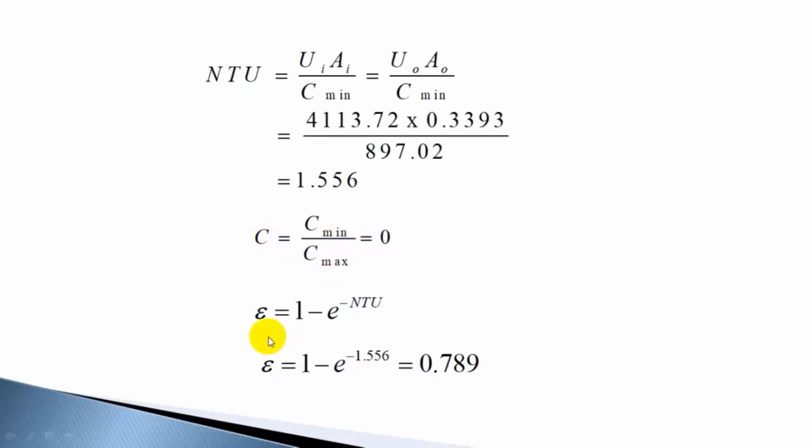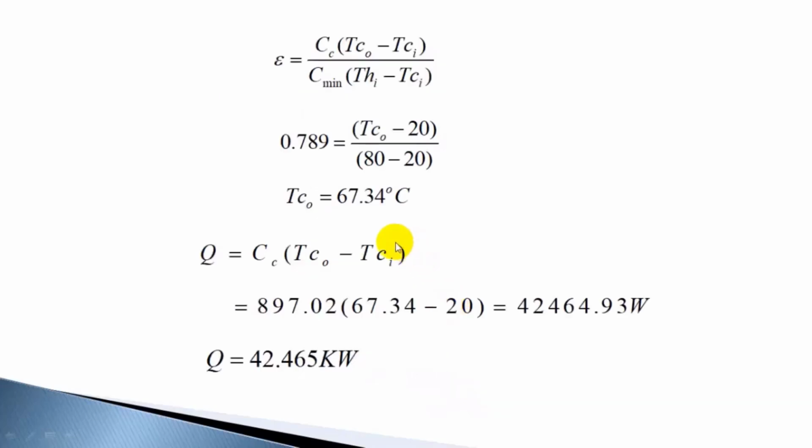For a condenser, when it works as a counterflow heat exchanger, we have a reduced expression for effectiveness as 1 minus e raised to minus NTU. We know the NTU as 1.556. Substituting that, we will get the effectiveness of this heat exchanger as 0.789, or 78.9%. So this is the effectiveness of the heat exchanger.